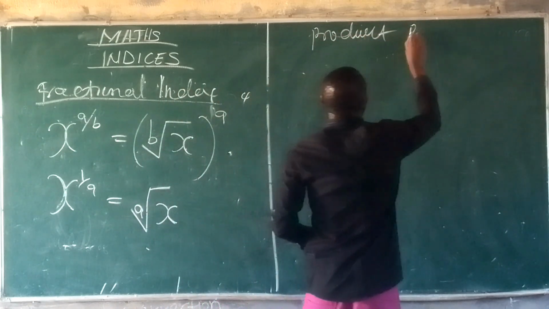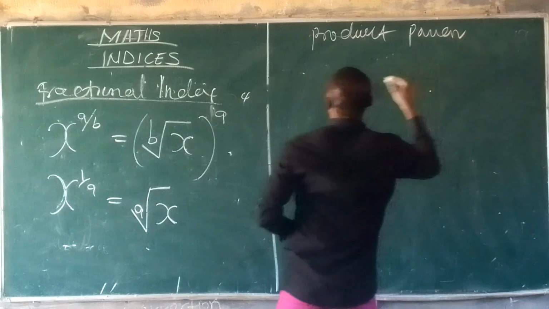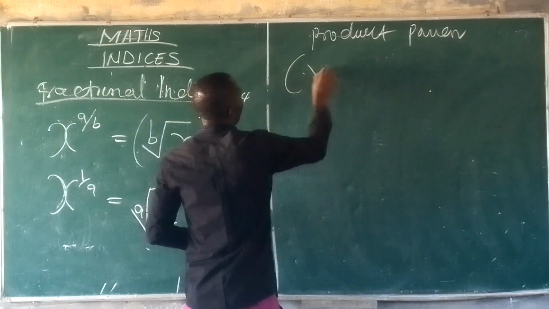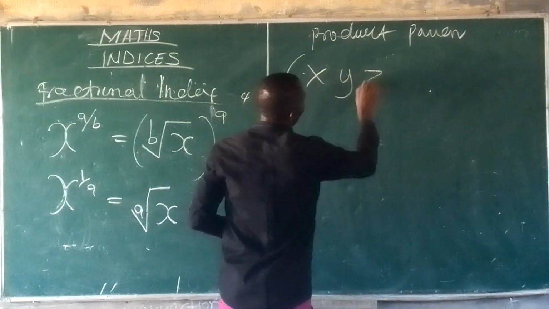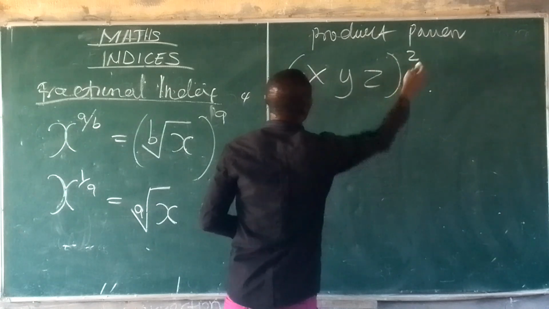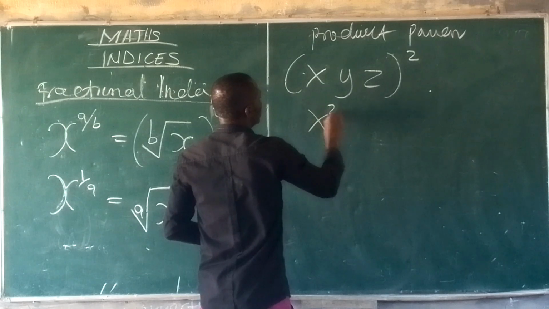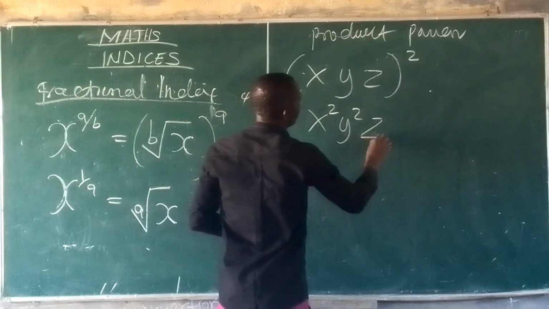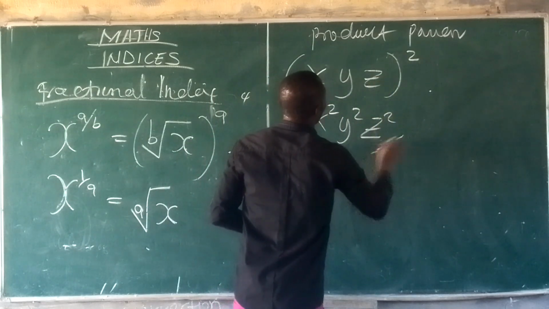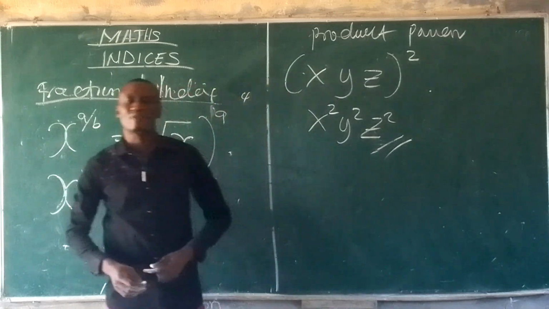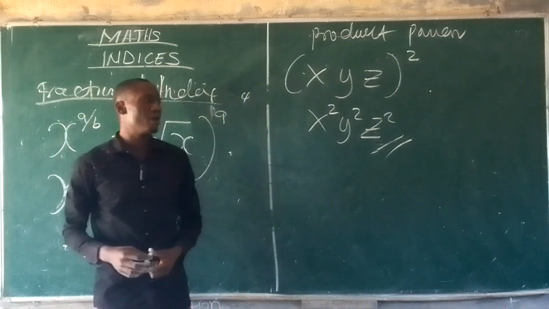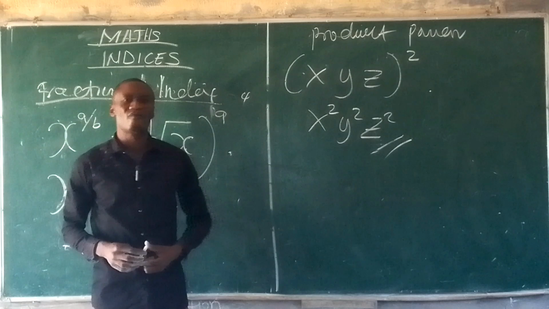So, the product power is this. If I have x, y, z all to the power of 2, this means that you're going to transfer the power 2 inside the bracket. You have x raised to the power of 2, y raised to the power of 2, and z to the power of 2. That's all we've got for you in this video on the laws of indices.